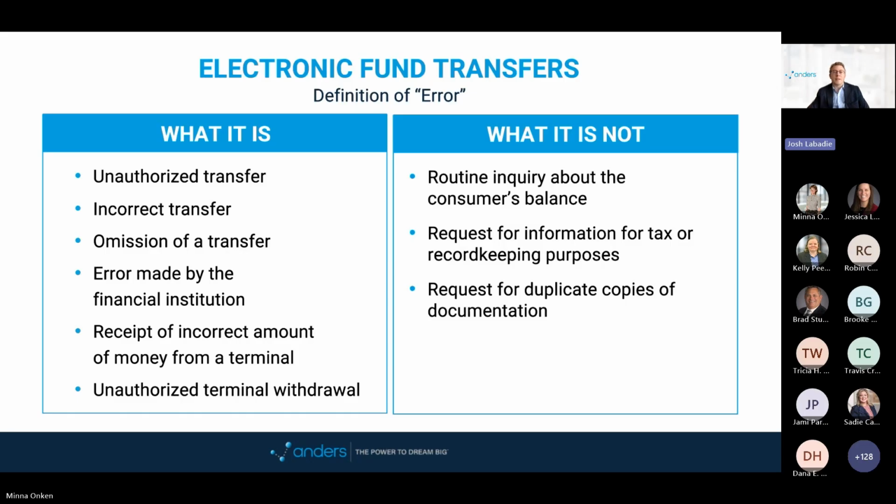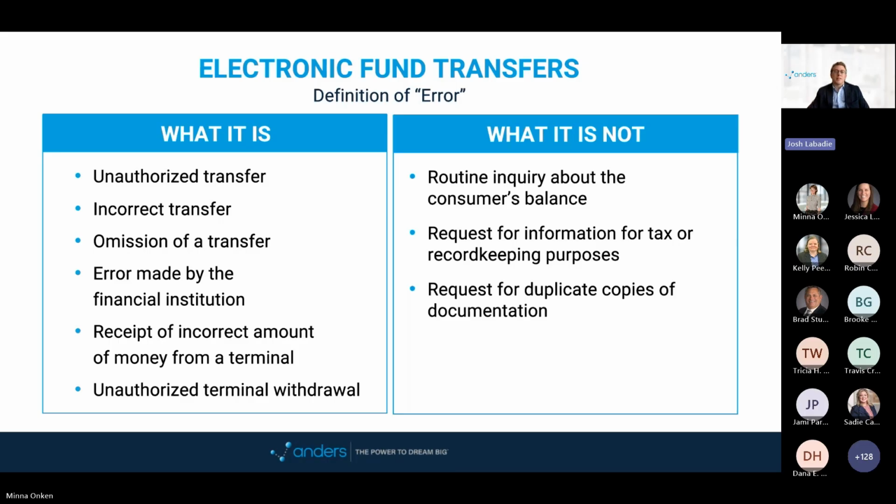In terms of what actually constitutes an error, so we have unauthorized listed here. I'll come back to that in a second. You have an incorrect transfer. That's an amount different than was supposed to be transferred. The lack of an EFT to or from an account. A computational or bookkeeping error made by the financial institution. A customer's receipt of an incorrect amount from a terminal, and an unauthorized terminal withdrawal.